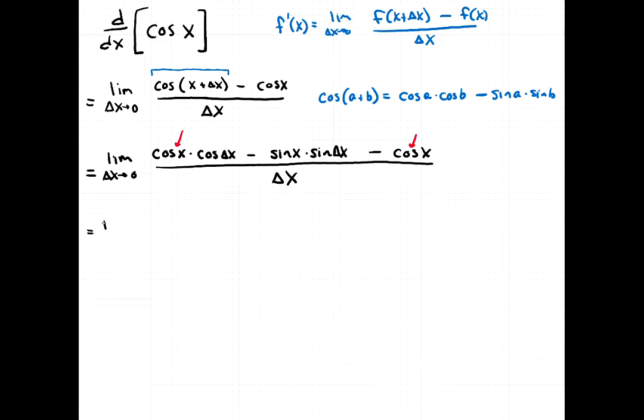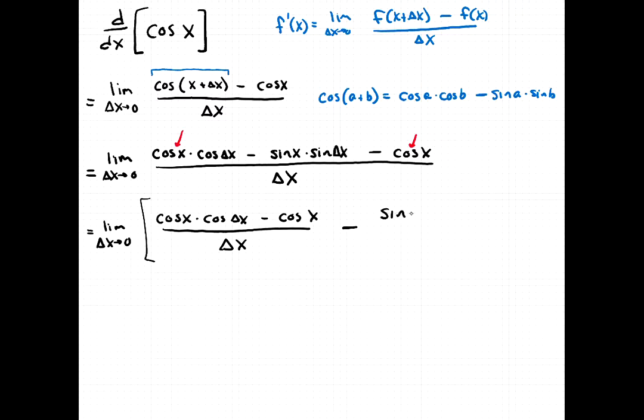So we have the limit as delta x goes to 0. And let's actually split this fraction up into two fractions. So we have the cosine of x times the cosine of delta x, it's the first term, minus cosine of x, and that's all over delta x. So we're taking the limit of this difference. So minus, okay, so now we have the sine of x times the sine of delta x, all divided by delta x.